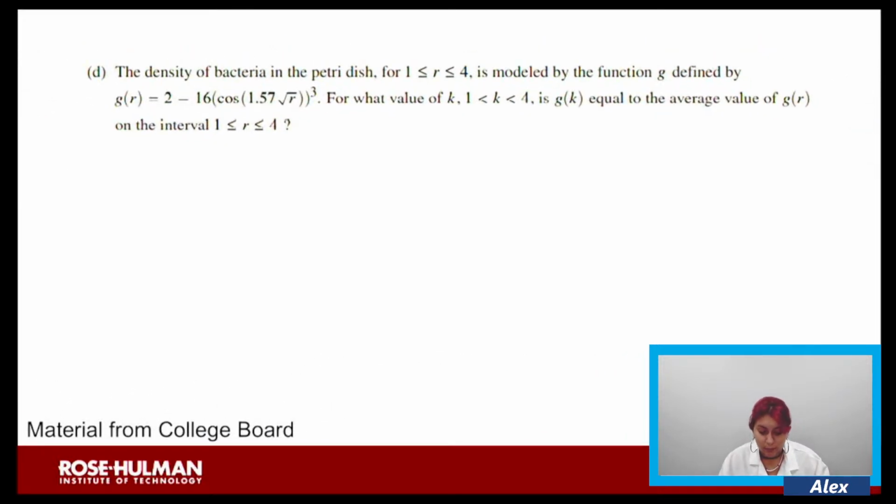So for part D of this problem, the density of bacteria in the Petri dish for 1 ≤ r ≤ 4 is modeled by the function g defined by g(r) = 2 − 16 cos(1.57 √(r³)). For what value of k, 1 < k < 4, is g(k) equal to the average value of g(r) on the interval 1 ≤ r ≤ 4? Okay.